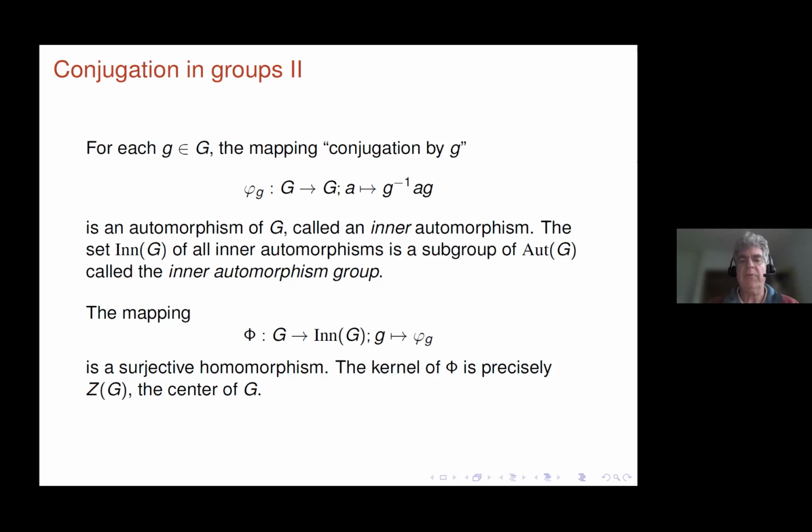The set of all the inner automorphisms, like these are, is, of course, a subgroup of the full automorphism group and is usually called the inner automorphism group. And finally, the mapping that sends the group to the corresponding inner automorphism is a surjective homomorphism whose kernel is precisely the center. So far, so good. This is all just undergraduate group theory. Nothing new here. But let's now think about how we would move on to the case of semigroups.